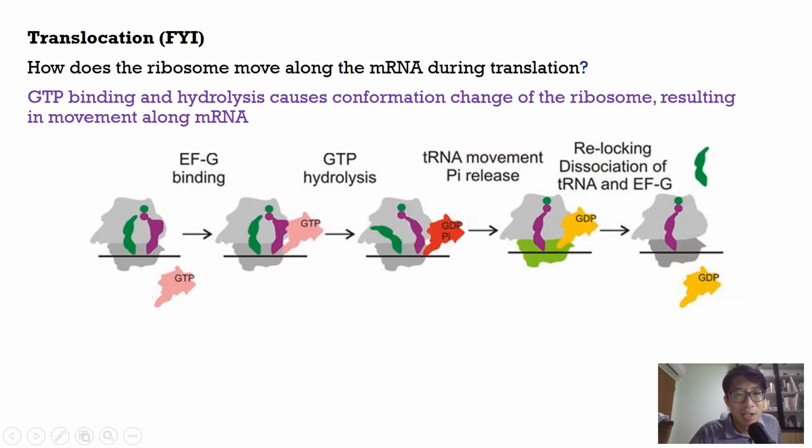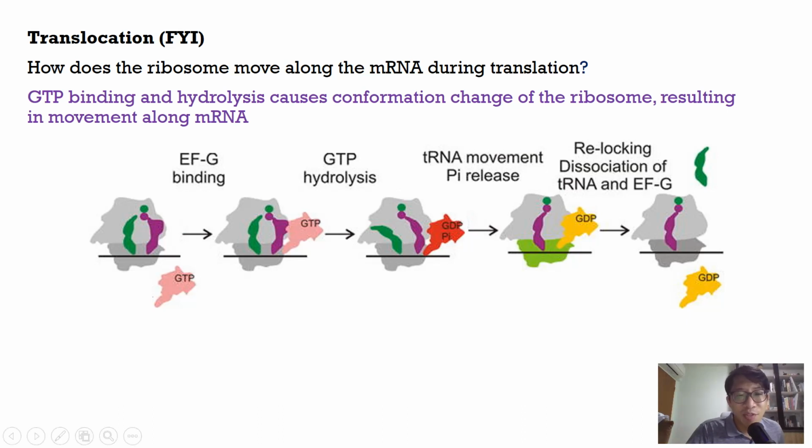How does the translocation occur? The translocation occurs when the GTP binds. It causes a conformation change. And when the GTP is hydrolyzed, that causes another conformation change. And lastly, when the GDP leaves the complex, it causes one more conformation change.